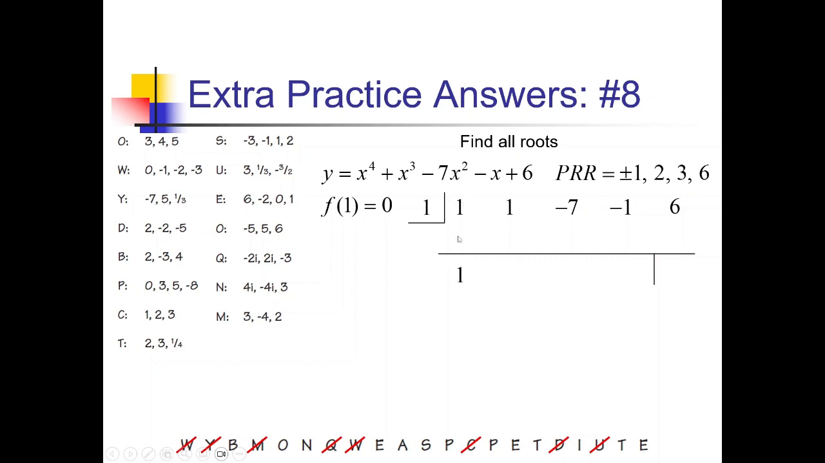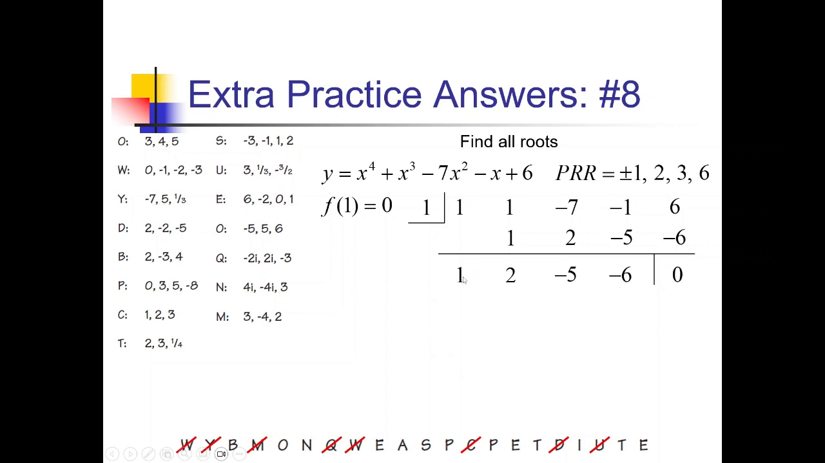So bring down the 1. 1 times 1 is 1, plus 1 is 2, times 1 is 2, plus negative 7 is negative 5, times 1 is negative 5, plus negative 1 is negative 6, times 1 is negative 6, plus 6 is 0. Excellent.